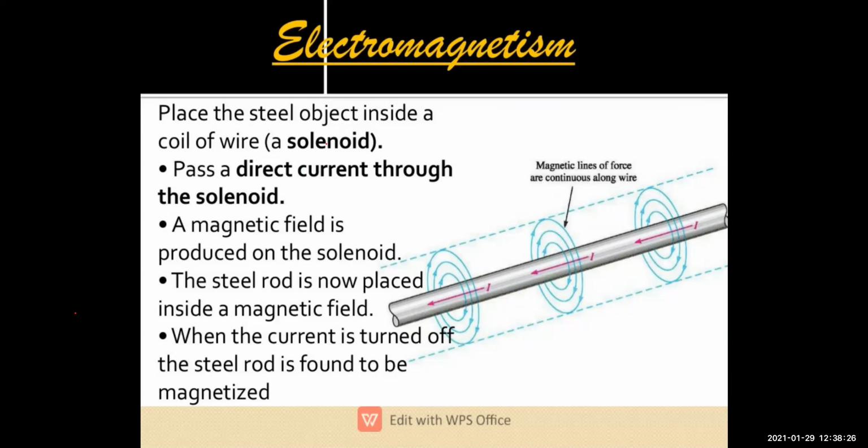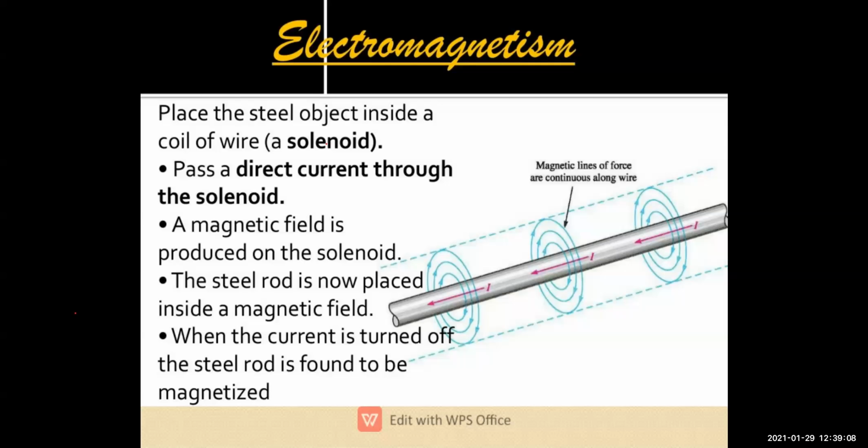So what will happen? There will be magnetic lines of force around the solenoid. You can see the blue lines. What are the blue lines? They are showing the magnetic lines of force. So a magnetic field is produced around the solenoid. Even after the current is off, you can see that the steel rod is found to be magnetized. This magnetizing property remains for a temporary period. After that, the steel rod becomes demagnetized. Okay, this is how the working of electromagnetism is seen.